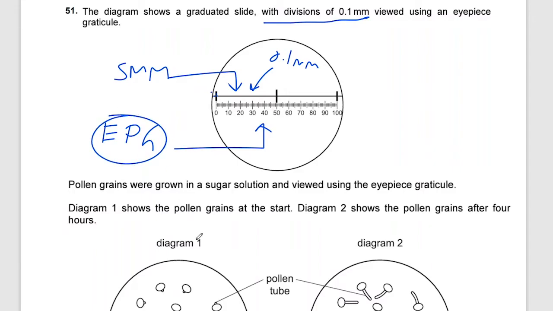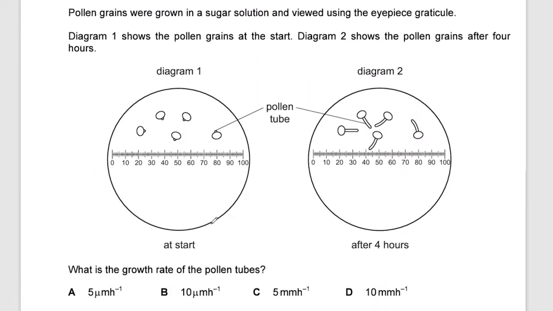So they're asking that a pollen grain was given to grow, and starting from the start, after 4 hours, there was a change in length in the pollen tube. So what was the growth rate of the pollen tube? To find the growth rate, we need to first find the change in length and the change in time. So we know that the change in time was 4 hours. It started from 0 and ended after 4 hours, so the change in time was 4 hours.